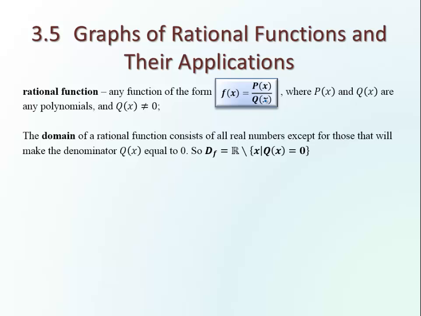Since rational functions involve division by something, we really have to be careful and every single time check if we are not dividing by 0. So the domain of a rational function consists of all real numbers except for those that will make denominator q of x equal to 0. Therefore, we can write the domain of function f is all real numbers except for the set of points that will make denominator 0.